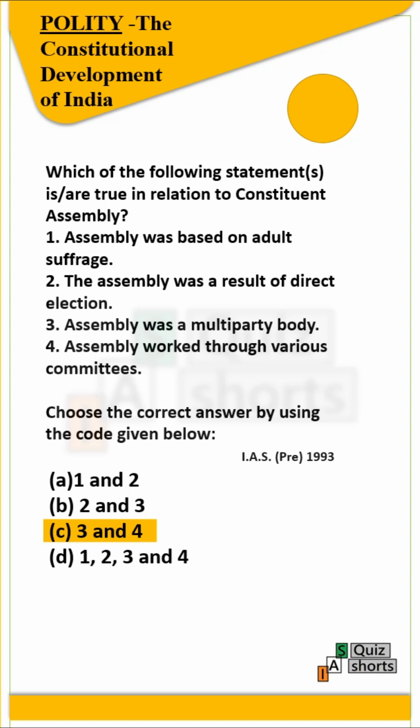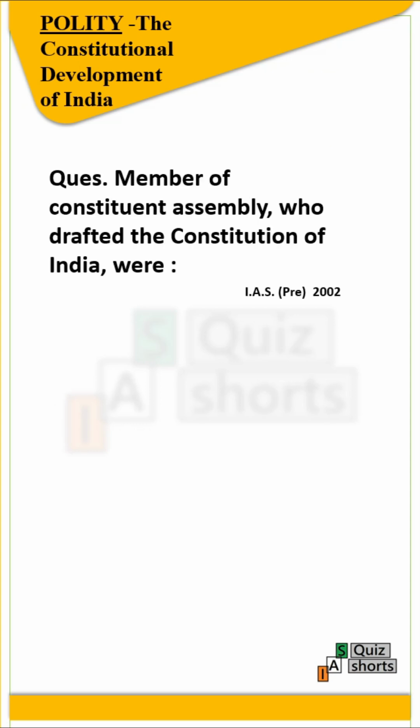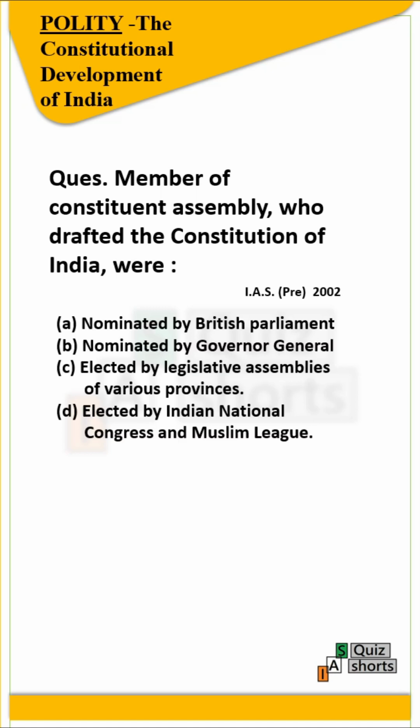Question. Members of Constituent Assembly who drafted the Constitution of India were A. nominated by British Parliament. B. Nominated by Governor General. C. Elected by legislative assemblies of various provinces. D. Elected by Indian National Congress and Muslim League. Answer is option C. Elected by legislative assemblies of various provinces.